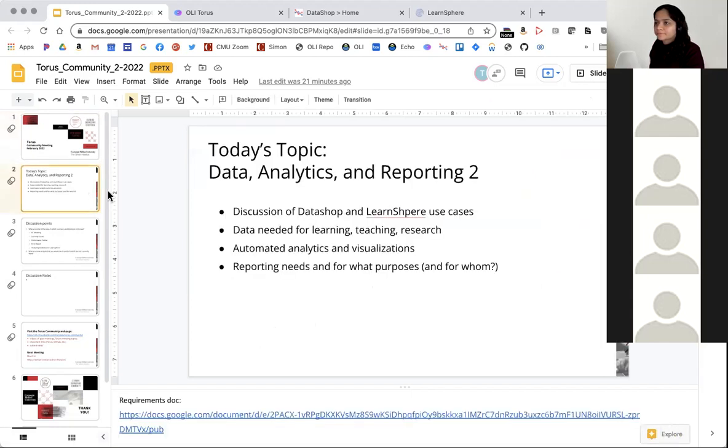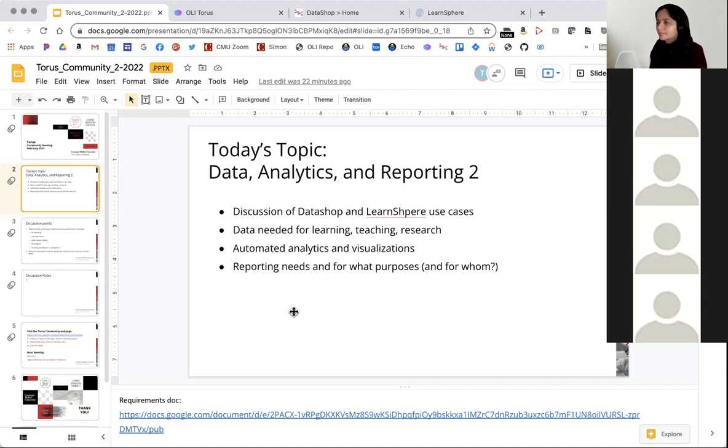Today's meeting is data analytics and reporting 2. This is the second meeting to dive into what kind of analytics visualizations are used for learning, teaching, research. And this time I plan to talk more about DataShop and LearnSphere, and to find out who makes use of those tools and what you like to do with them.